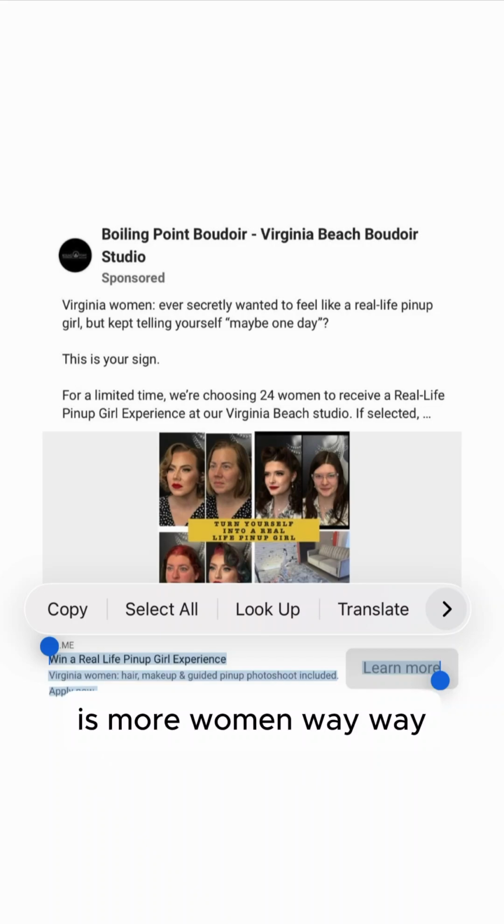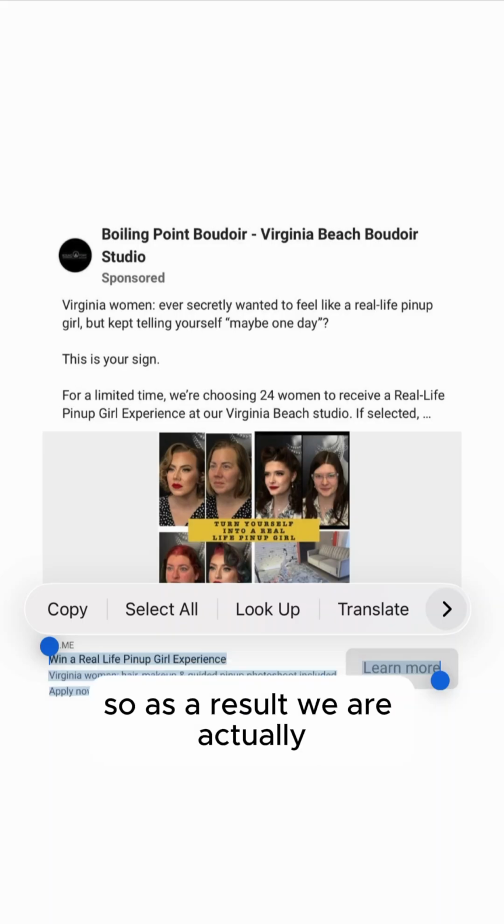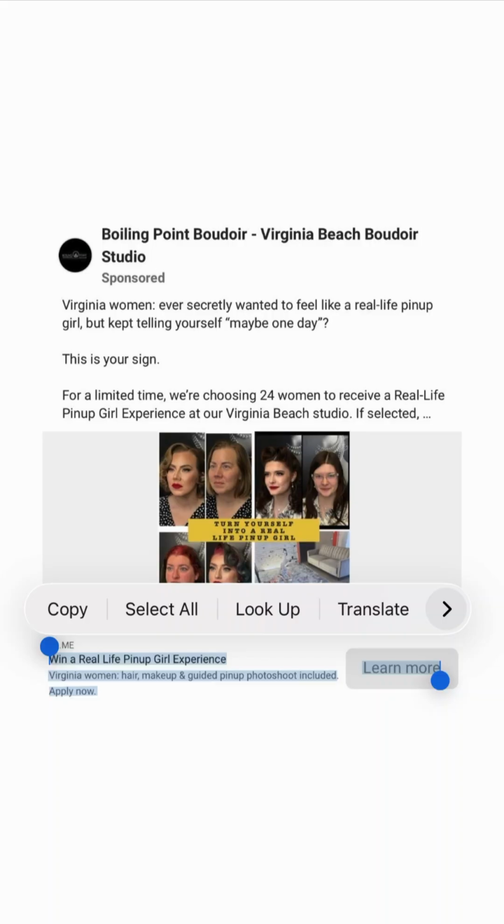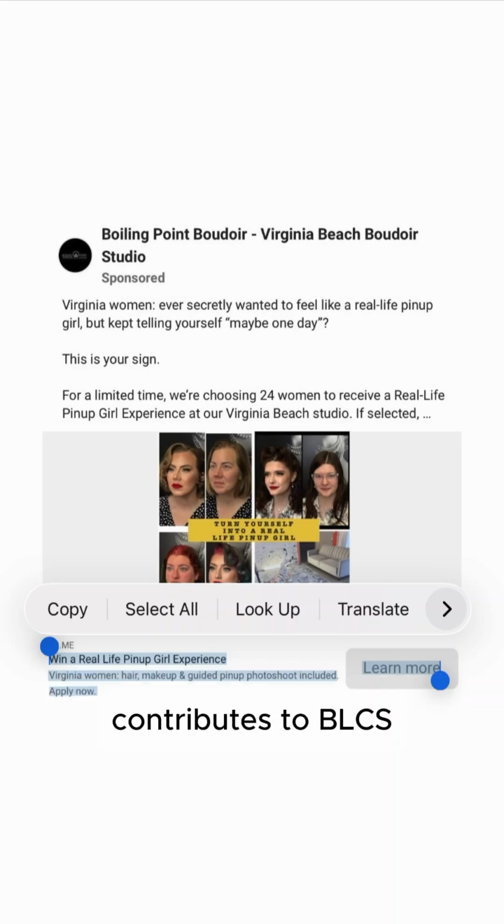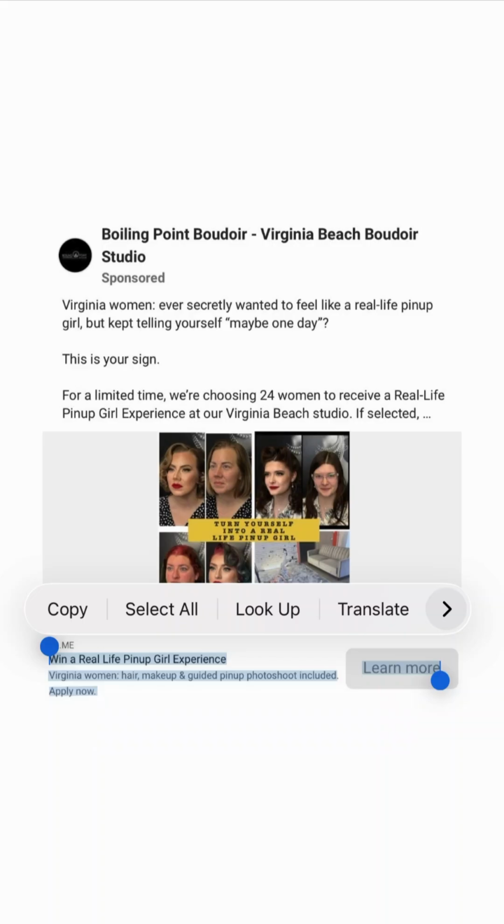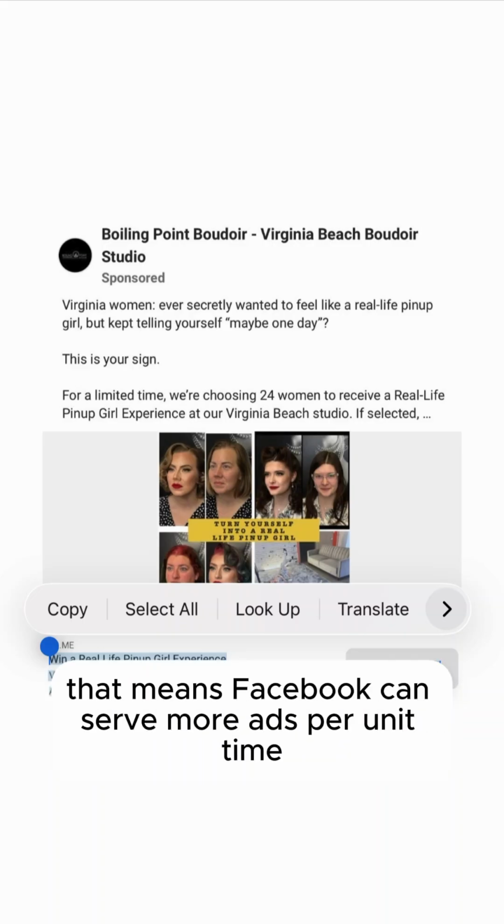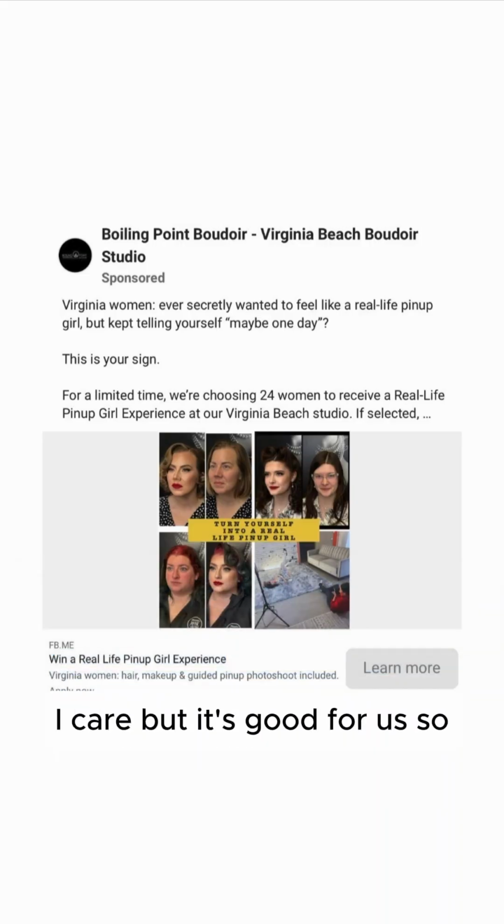is more women, way more women, scroll by our Boudoir Facebook ad than necessary. So as a result, this actually pulls our unique CTR under 6% and contributes to BLCS, Boudoir low click syndrome. And Facebook's happy though, because as more women are scrolling by our ads per unit time, that means Facebook can serve more ads per unit time. So the Zuck is happy. It's good for the Zuck, it's not good for us.